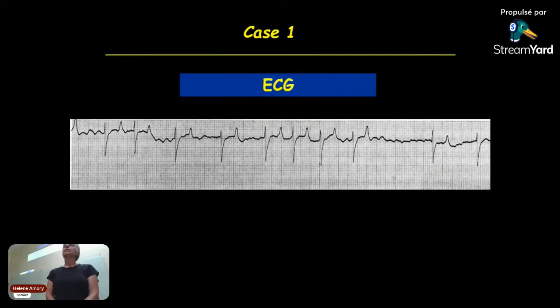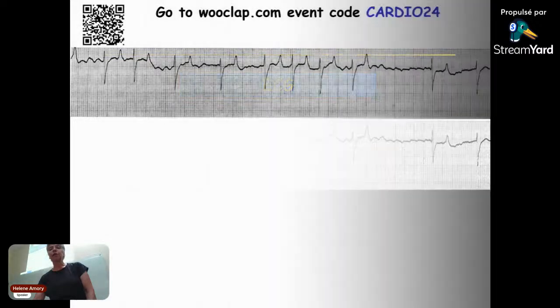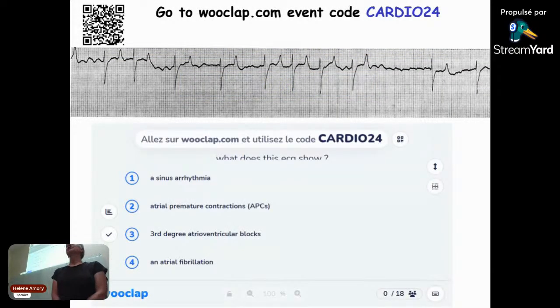Okay, that was the ECG. And my first question will be, what is your diagnosis for this ECG? I suggest you connect to the same system as yesterday: you can take on the QR code the connection to the Wooclap system, or go to Wooclap and put the code cardio24, like yesterday, it was the same.